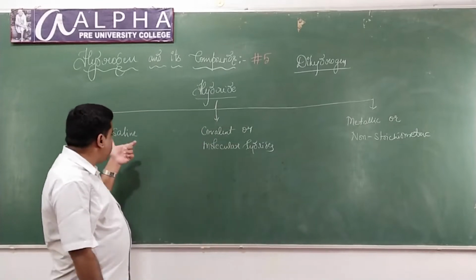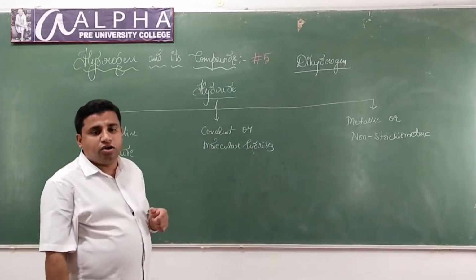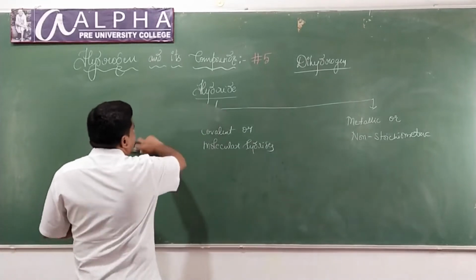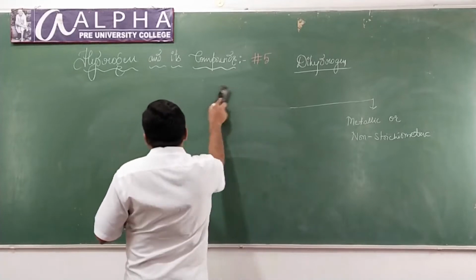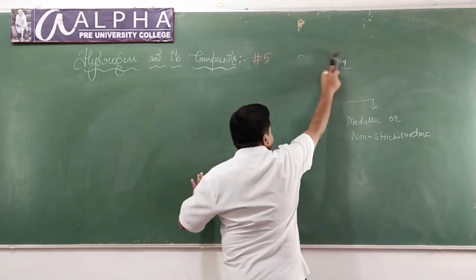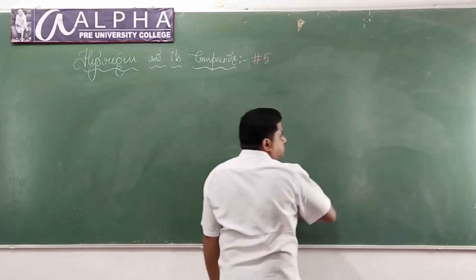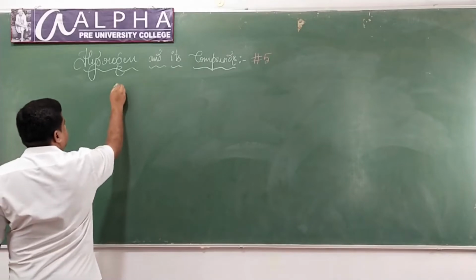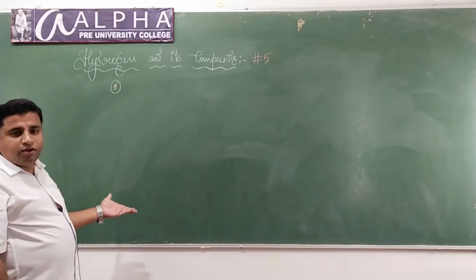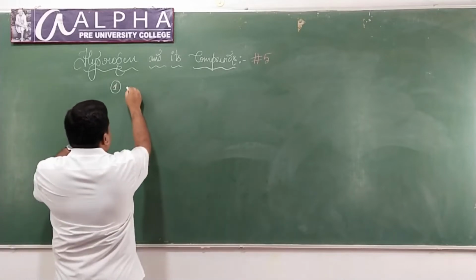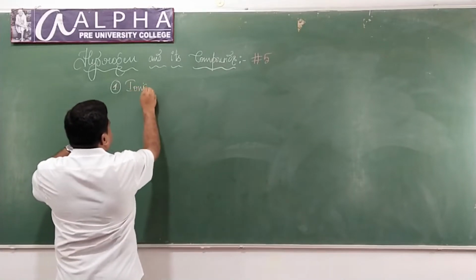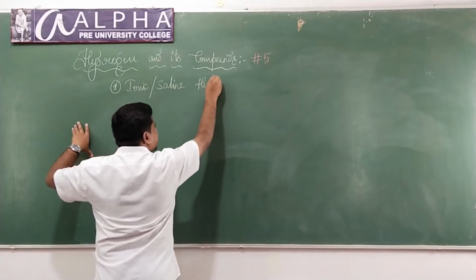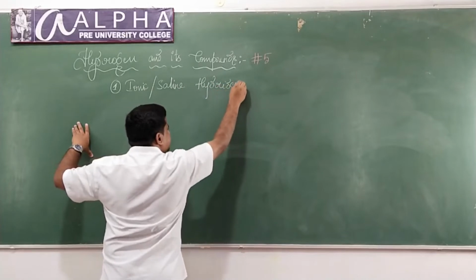First I'm going to start with ionic or saline hydrides. Let us learn in terms of points, that will be easy for you to remember. So I'll be talking about ionic or saline hydrides. Understood?